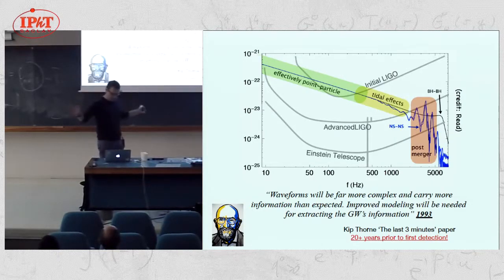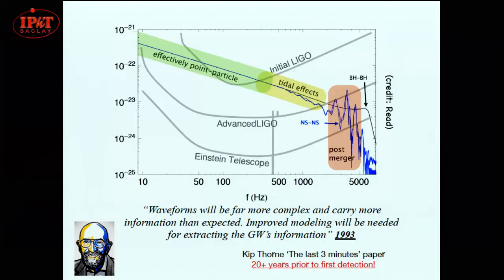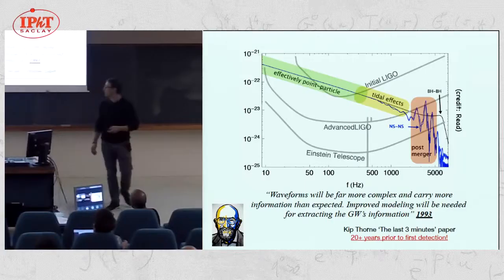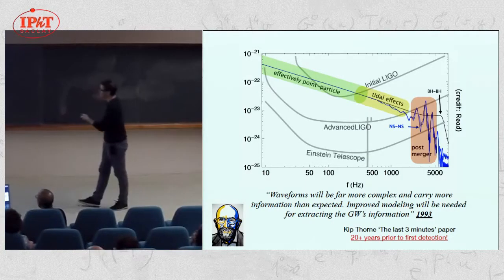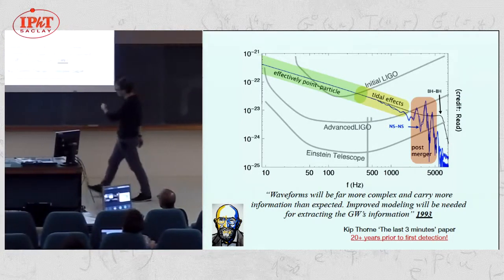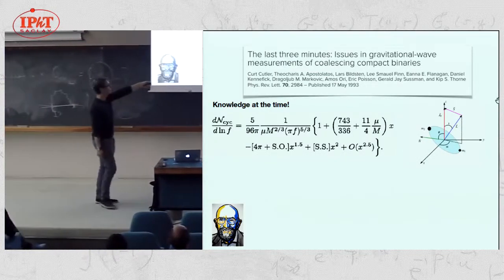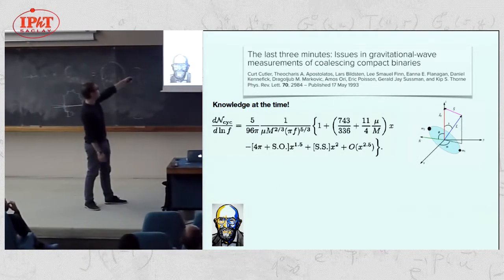I just want to say one thing. In 1993, prior to LIGO, Kip Thorne was telling people we need better waveforms. Waveforms will be far more complex and carry more information than expected. Improved modeling will be needed. And this is '93, okay? This is what they knew at the time. They didn't have the 2.5 effects, in this very famous paper.